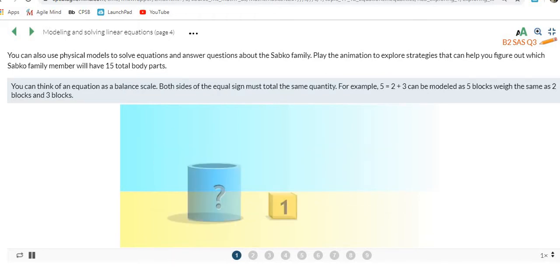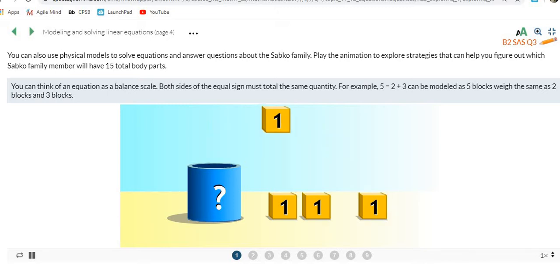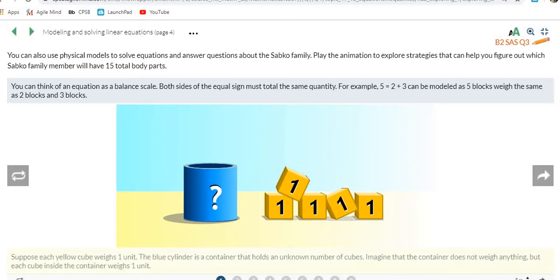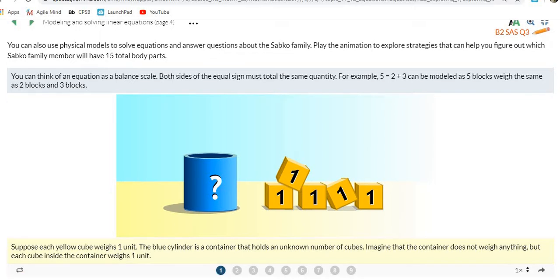So, I remember what I wanted to say with that. We're going to pretend this blue cup here doesn't weigh anything. Only the blocks weigh stuff. And we're going to hide some blocks in the cup. And we have to figure out how many blocks are hidden in the cup. So that's our goal here, to solve the problem. Scroll down. There.